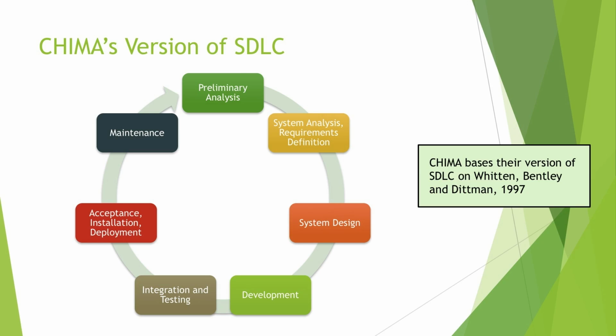Once you have your analysis of your existing system and your requirements, you can move on to systems design. So this is looking at what your to-be is going to look like. You can then move into development. So this is where you do the actual work of developing the software or system. And from there, you do integration and testing.